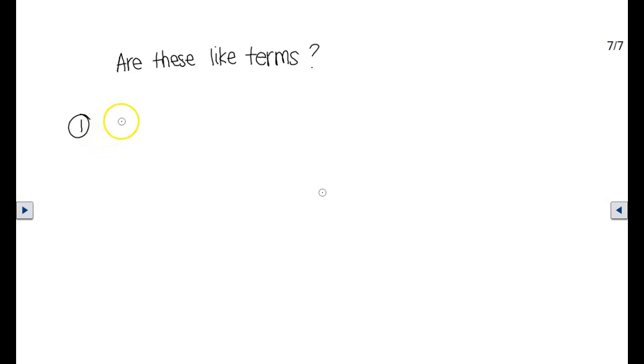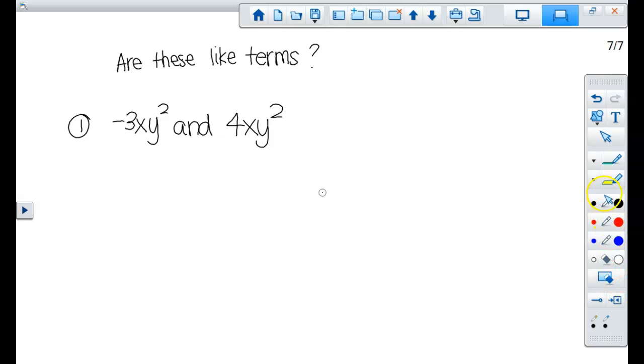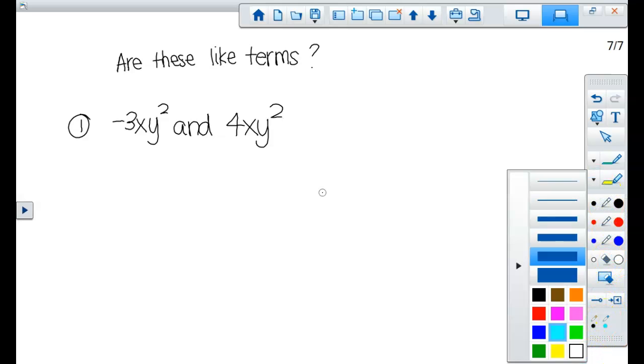So let's say we have negative 3xy squared and 4xy squared. Are those two terms like terms? Negative 3xy squared and 4xy squared.